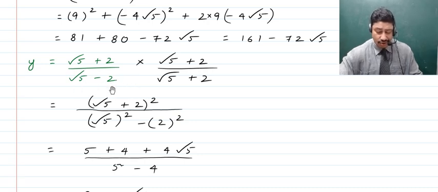Now the conjugate of the denominator is going to become equal to root 5 plus 2. As such, with that we multiply in the numerator and in the denominator. This way of simplification is known as rationalization.